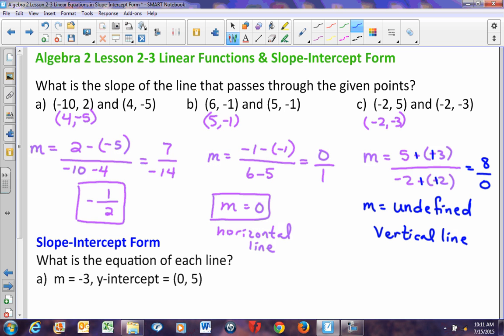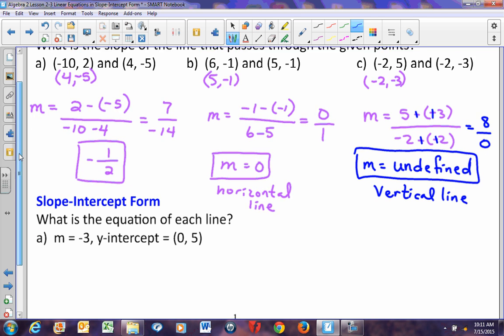Okay. Vertical lines have an undefined slope, horizontal lines have a slope of 0. You cannot say no slope, because no slope to some people means 0, and no slope to other people means undefined, so it's very confusing. So you either have to use a slope of 0 or an undefined slope.